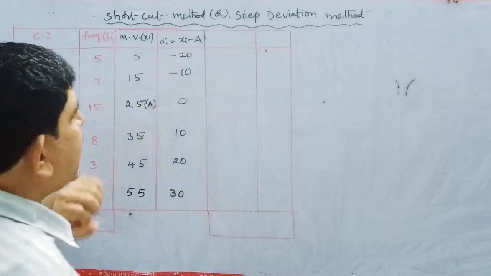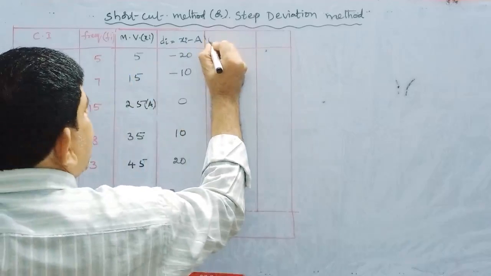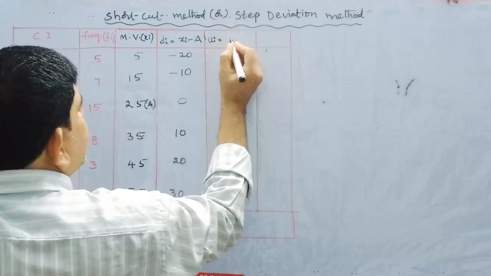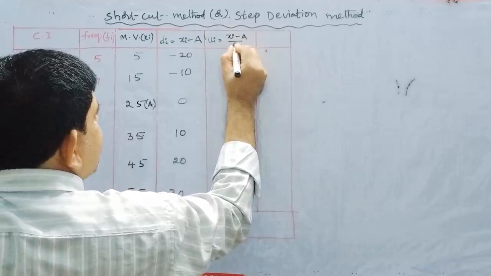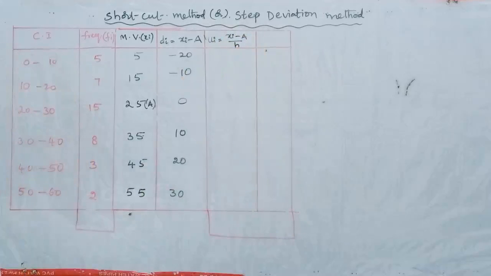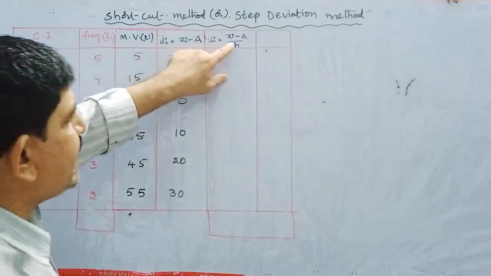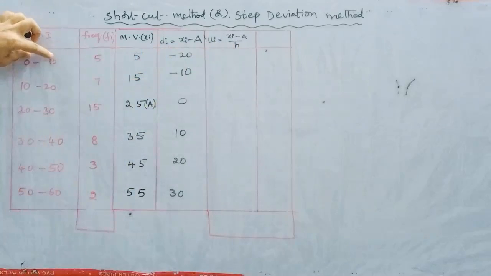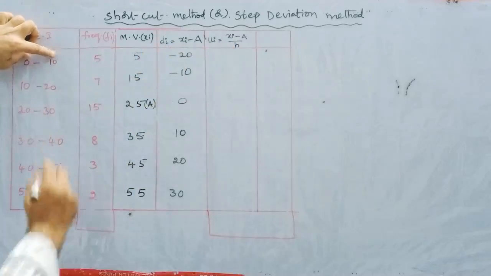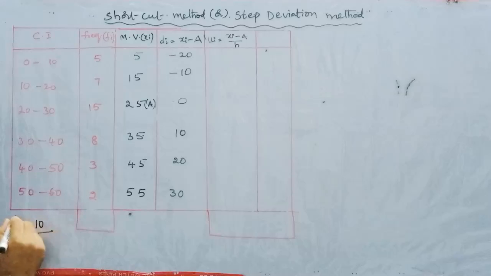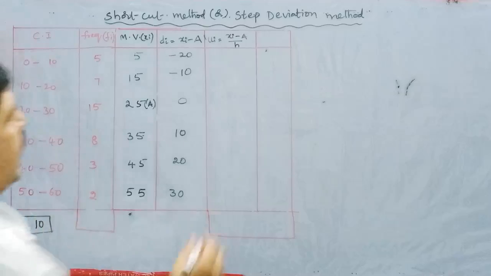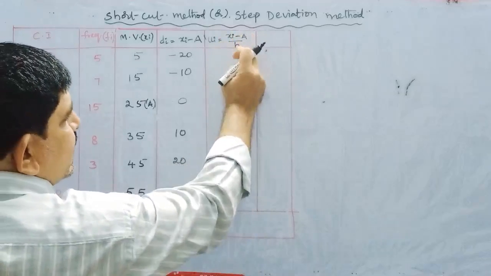Next column is ui. ui is equal to xi minus a by h. What is h? h is nothing but the height of the class. Height of the class, h is equal to how much here? h is equal to 10.